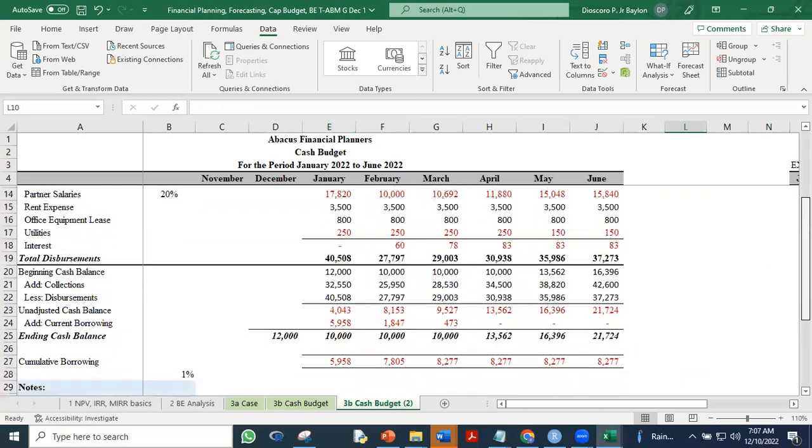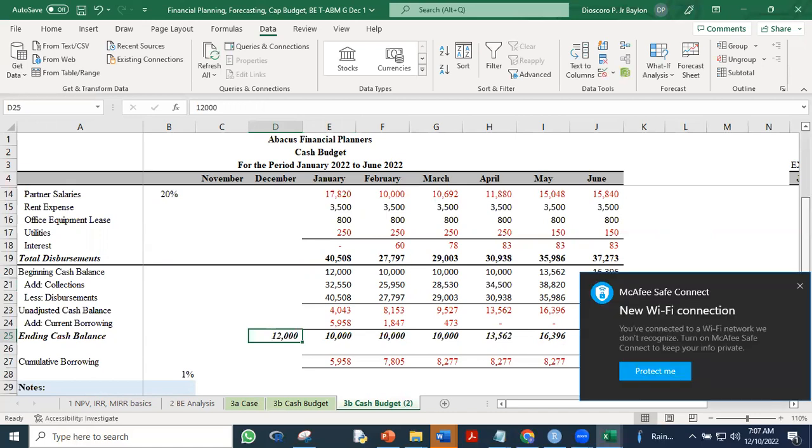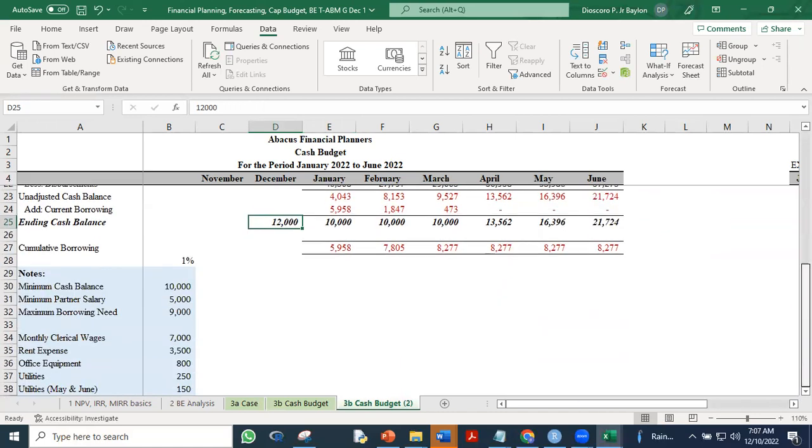Okay, so therefore, let's now take a look at the cash balance. Beginning cash balance. So let's peg it here. Our beginning cash balance will be equal to the ending cash balance of the previous month. Initially, this is given, right? We're told that the beginning cash balance is 12,000. I think this should have been linked here. Why don't we do that?